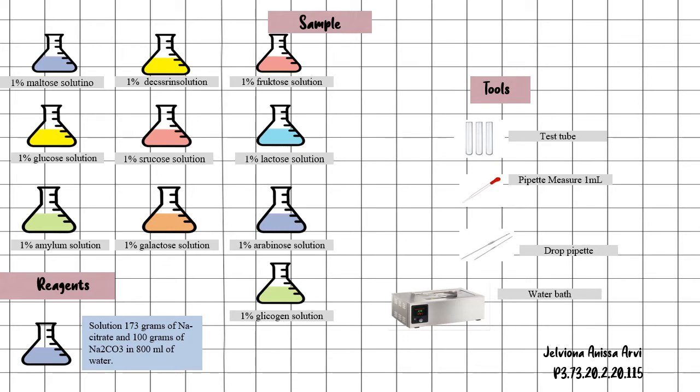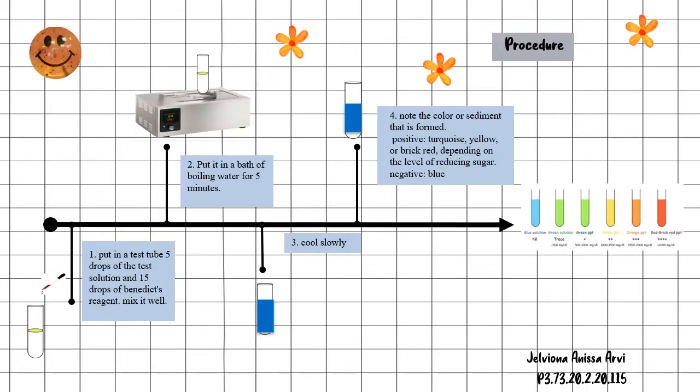And the tools, there is test tube as a place of two solutions to react, you can label the test tubes according to the names of the solution. Pipette measure and drop pipette to move the solution from one container to another, and water bath to heat the solution. And now the procedure or the step of the Benedict test.